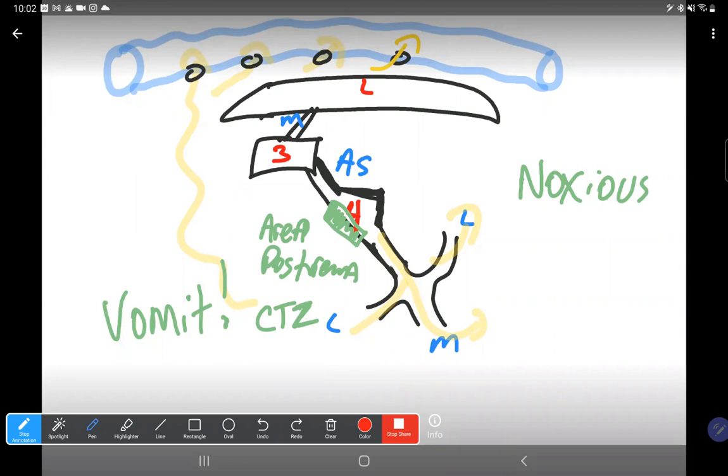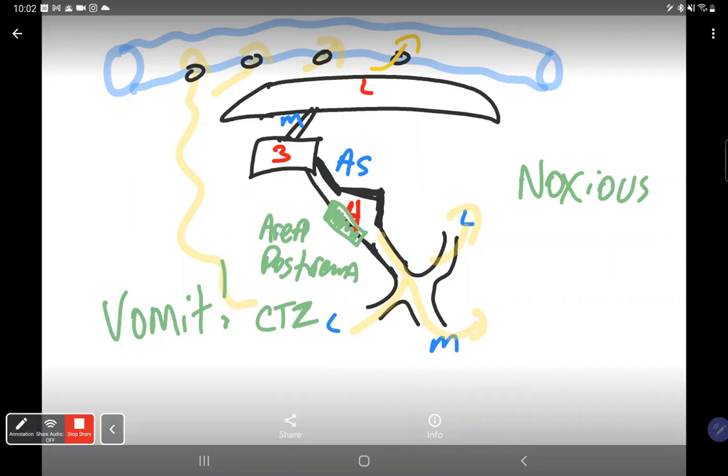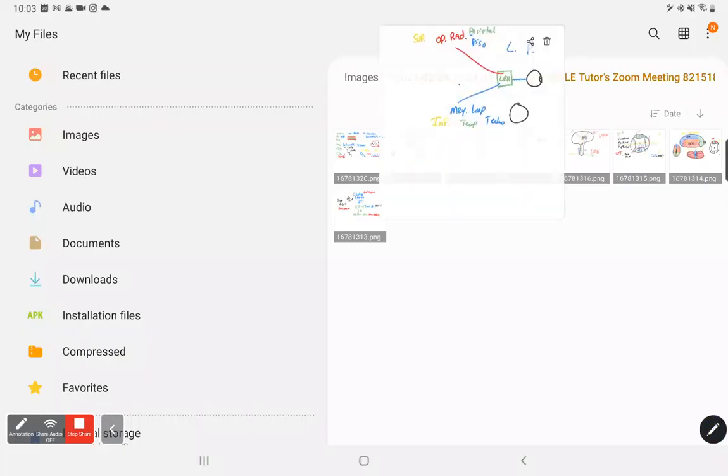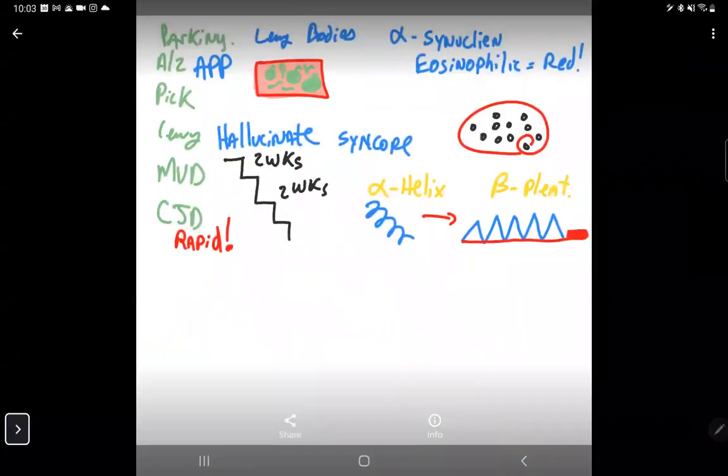Those are the ventricles. That's what I wanted to say about that. Okay, last one, Doc.